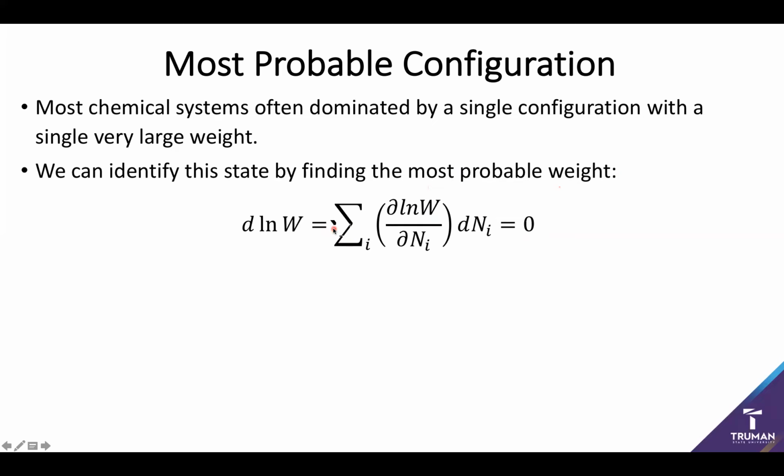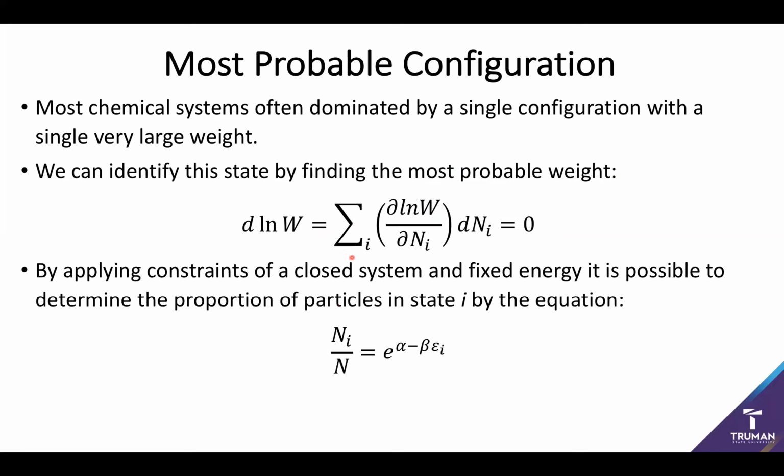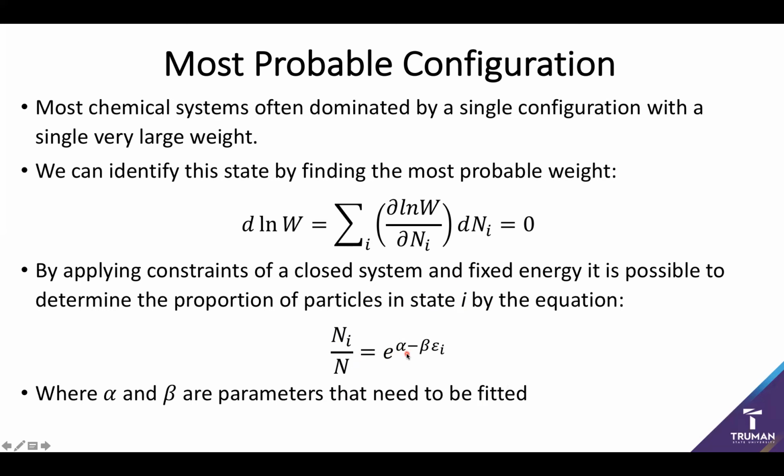However, we also introduced the idea we have to apply several constraints, most notably fixed number of particles and fixed energy. So essentially, we're looking at an isolated system. And you can apply some mathematical tricks by applying a closed system at a fixed energy. You can actually determine the proportion of particles in any state i compared to the total number of particles via an exponential expression. So the percentage of particles in state i will be dictated by an exponential of an arbitrary constant alpha minus beta times the energy of that state.